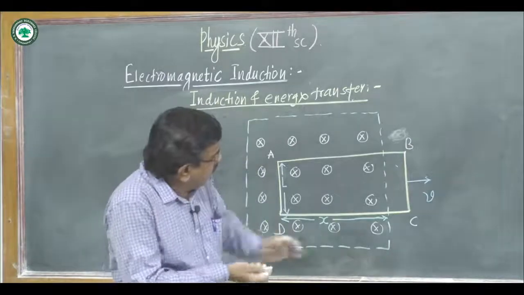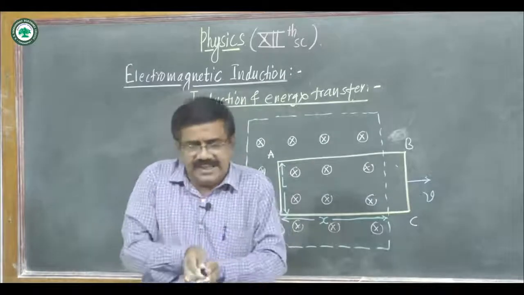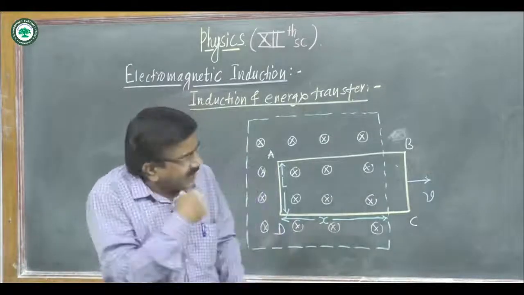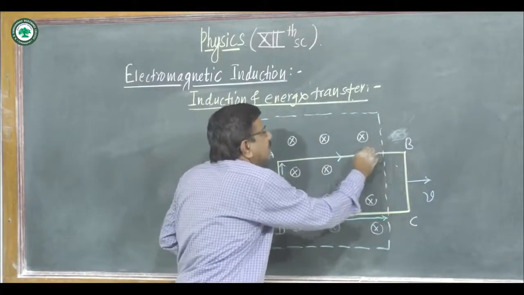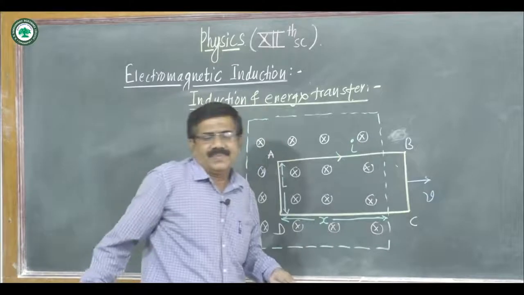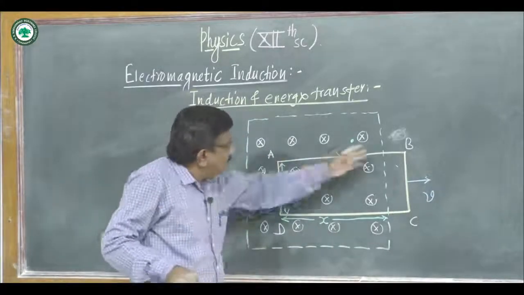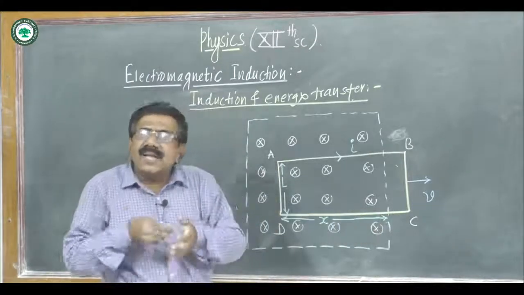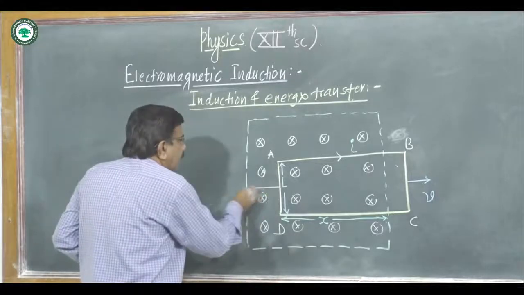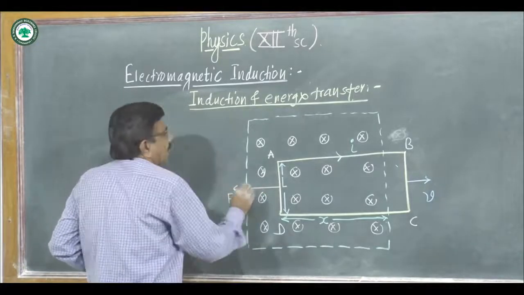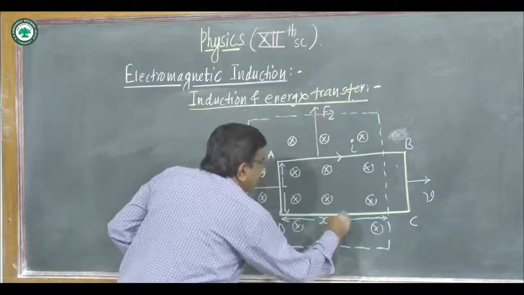Now, as this is moved towards the right with velocity v, that loop is moved in a magnetic field, the current is induced in it in clockwise sense. This is the current. Current is induced in clockwise sense, and the segments of the wire inside the field experience forces. Here force F1, here force F2, and here force F3.